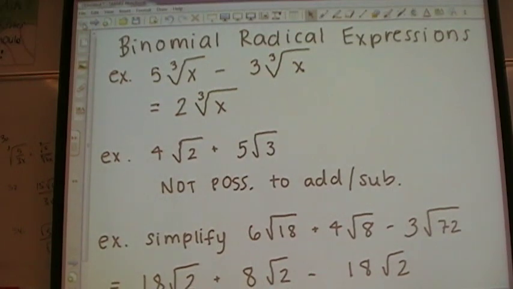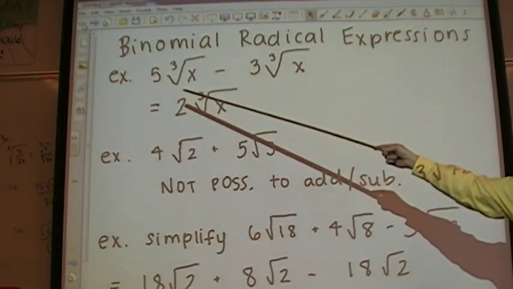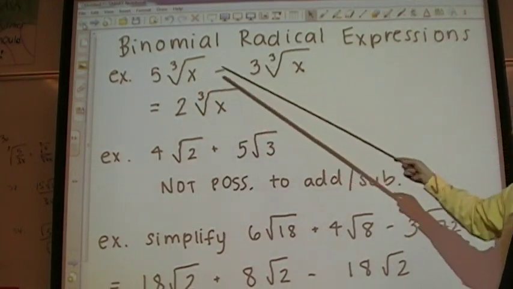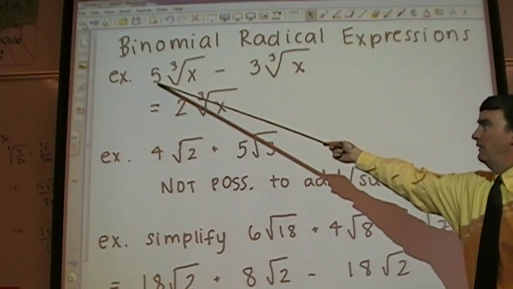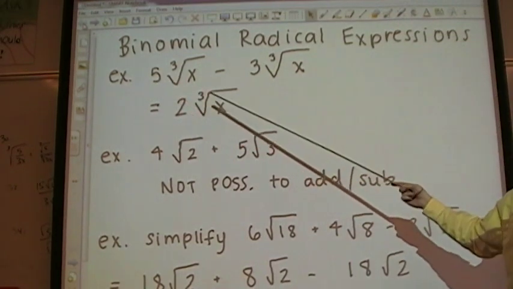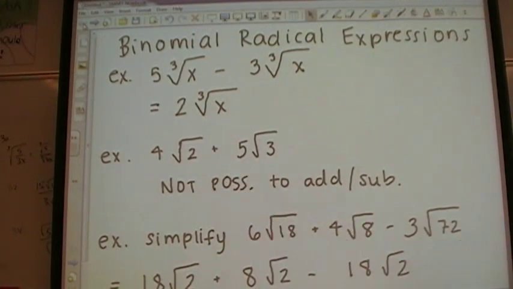Binomial radical expressions. The first couple of examples talk about combining like terms. There's nothing to do in the first example to simplify it except combine like terms. Since we have like radicals, cube root x, we can combine the coefficients. 5 minus 3 is 2 cube root x. Here, if you don't have like radicals, you can't add or subtract them. Okay? Simple enough, right? Just like you were dealing with variables.